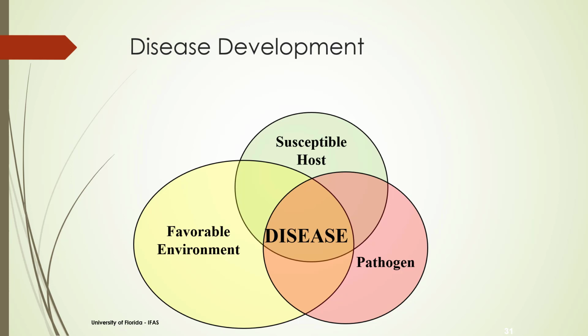So in order to have disease happen, you need to have a favorable environment. So in the case of root rot, you need to have water present. A susceptible host, could be a plant, is susceptible to certain diseases, certain types of plants, or you've got a plant under stress that is making it more susceptible, and then the pathogen.